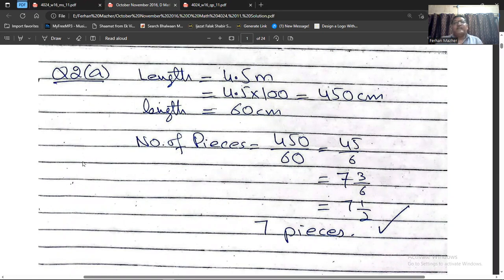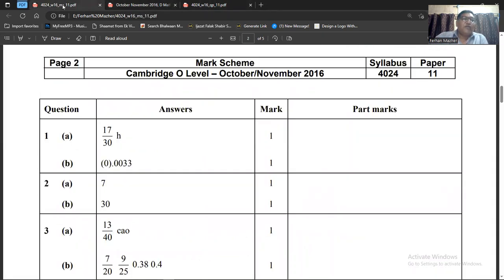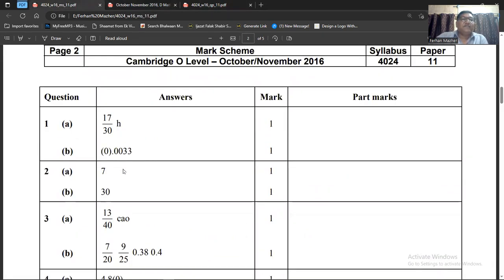The length of one piece is 60 centimeters. So number of pieces will be 450 divided by 60. 0 0 will be cancelled, so you will have 45 by 6. So you will have 7 whole 3 by 6, which means 7 whole 1 by 2. So there will be 7 complete pieces. So the number of pieces will be 7. So our answer is right. This is the solution.